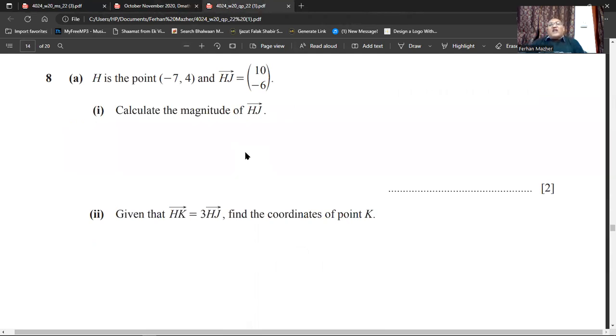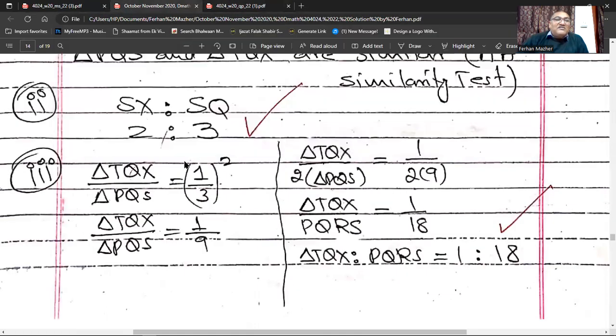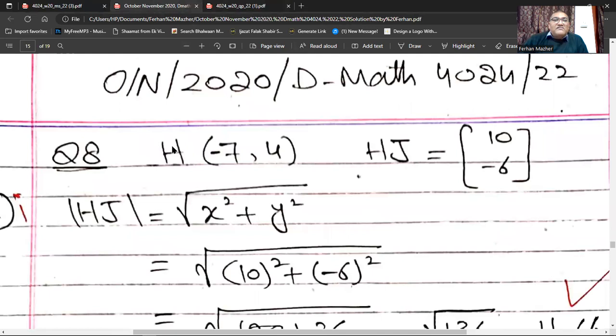So my dear students, now we are on question number 8, A part. He says H is the point minus 7, 4. And the HJ, the column vector, is given, that is 10 and minus 6. He says calculate the magnitude of HJ. The formula for finding the magnitude of a column vector is x squared plus y squared, and square root on it. So a very simple, straightforward question.